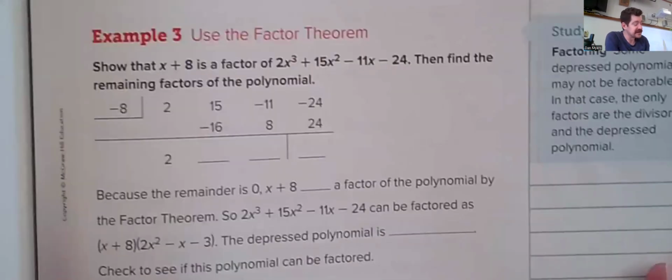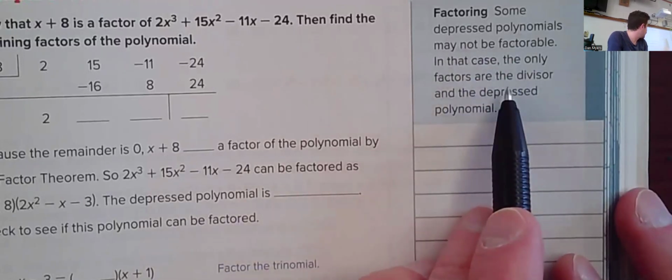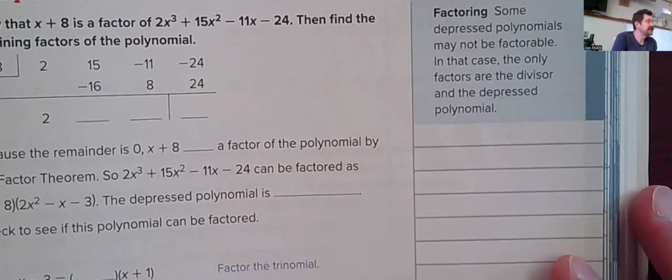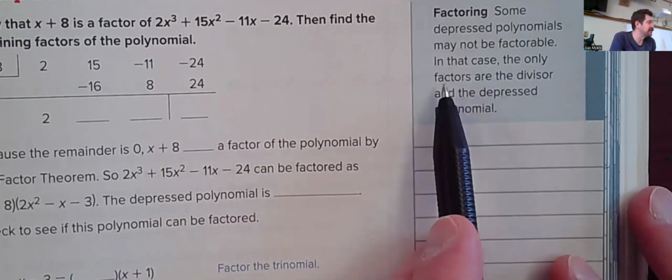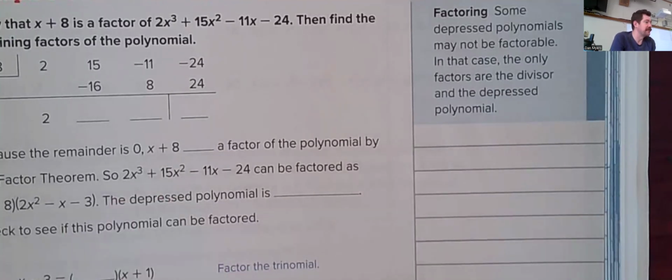Now, off to the side, it says some depressed polynomials might not be factorable. In that case, the only factors are the divisor and the depressed polynomial. Just because it might not be factorable doesn't mean that there aren't still more answers. It just means there aren't any more whole number factors that we can be talking about.